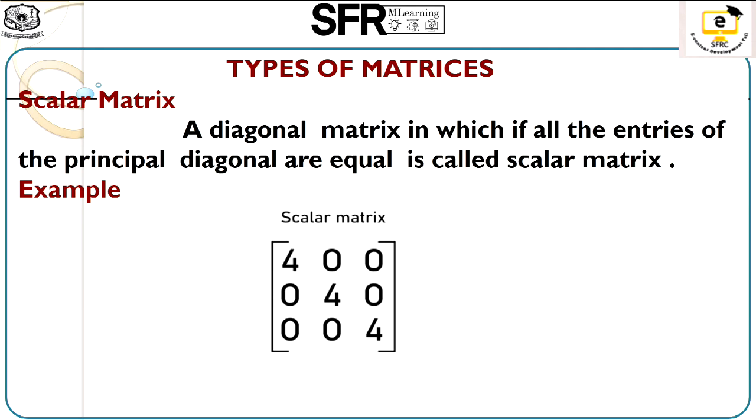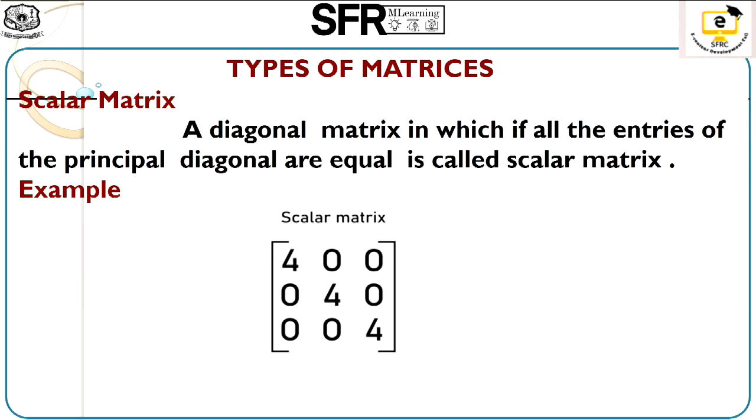Next we see scalar matrices. A scalar matrix is nothing but a diagonal matrix. A diagonal matrix means first it is a square matrix, then we set the diagonal matrix. The diagonal matrix is said to be a scalar matrix if all the entries of the principal diagonal are equal. Except the diagonal entries, which are 0, the diagonal entries have the same number.